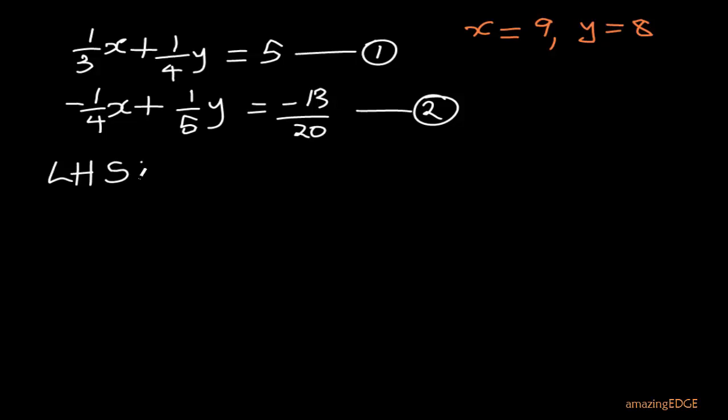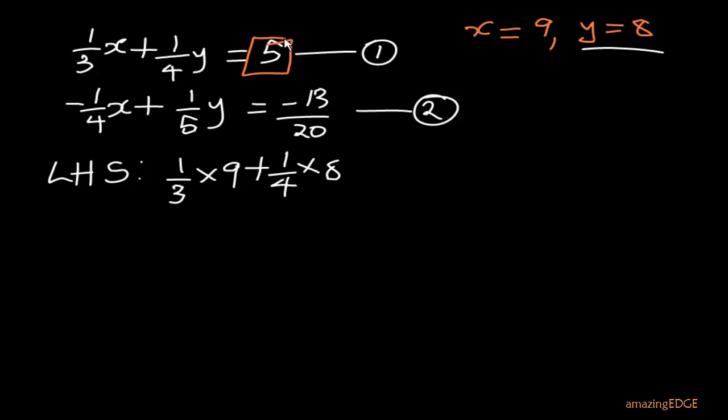So on the left hand side for equation 1, you have 1 over 3x, which is the same as 1 over 3 times x. What is x? x is 9. Then plus 1 over 4y, which is the same thing as 1 over 4 times y. What is y? Our y is 8. So what we want to check is whether this will give us 5 on the right hand side. Then after that we go to equation 2 and check the same thing.